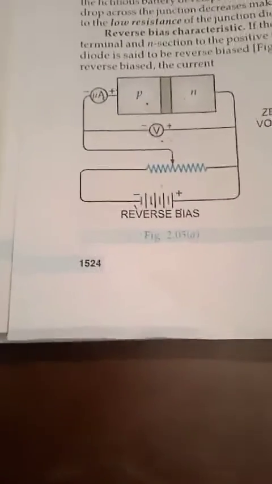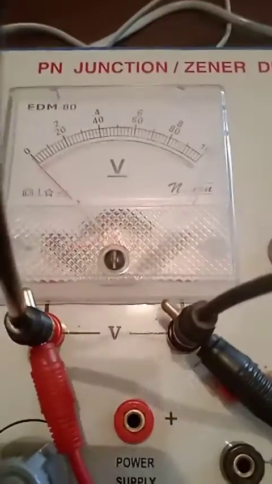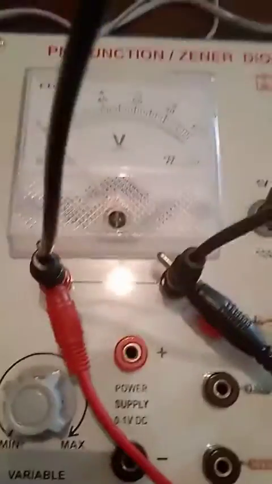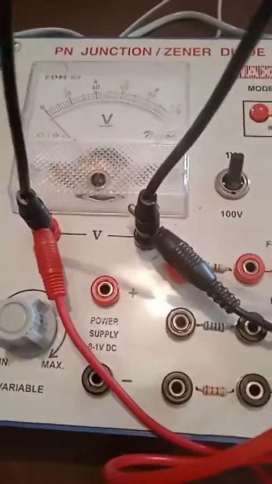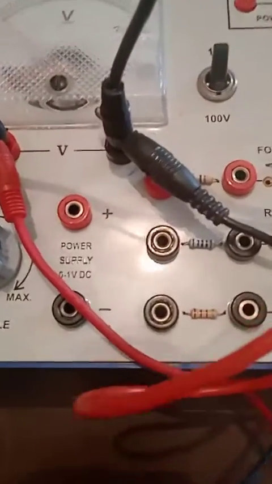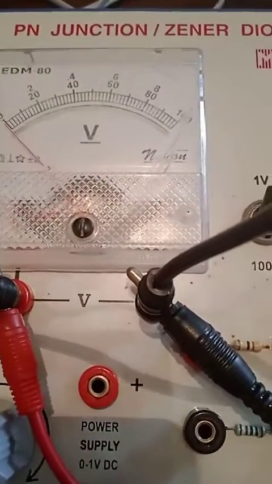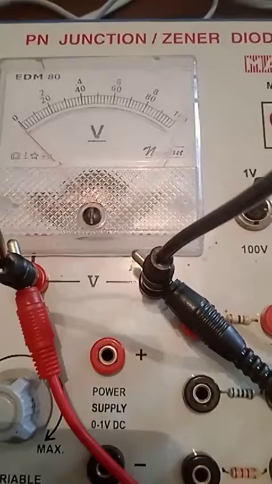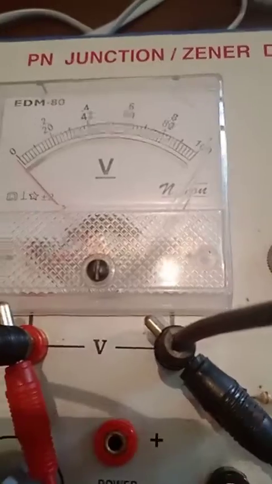So how can we connect the circuit? Here is the apparatus for the PN junction characteristics, and the circuit is like this, as in our previous experiment, the PN junction characteristics for forward biasing. Again we will plot the graph between the voltmeter reading, and here we will take the reading of the ammeter in microamperes.